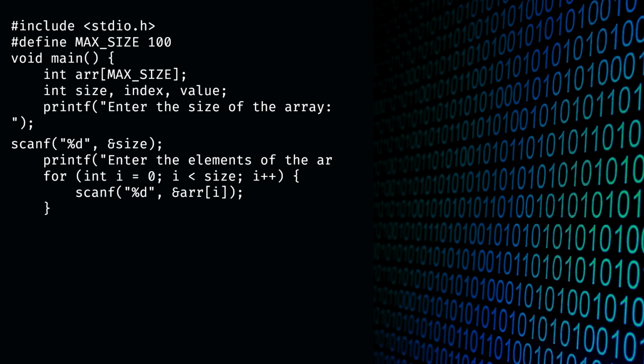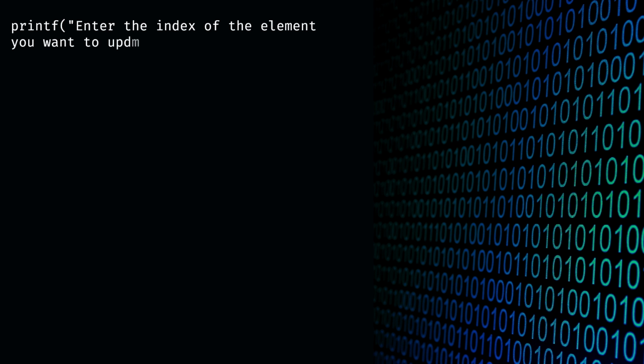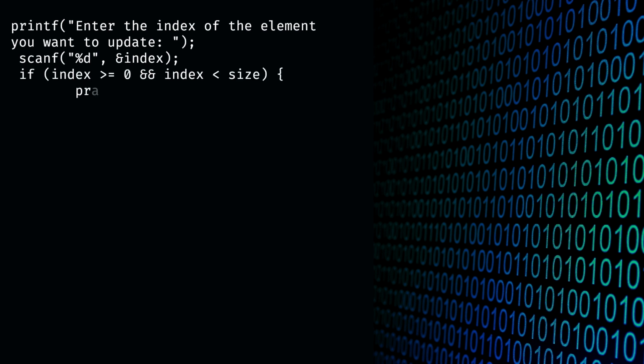After this, I can write a simple message like "enter the index of the element you want to update," because this is a necessary part. You ask the user to enter the index number of the element that you want to update. So, I am writing a scanf function with %d and the address of index. I am putting a simple condition inside an if block. First of all, you should check whether the index is a proper index or not.